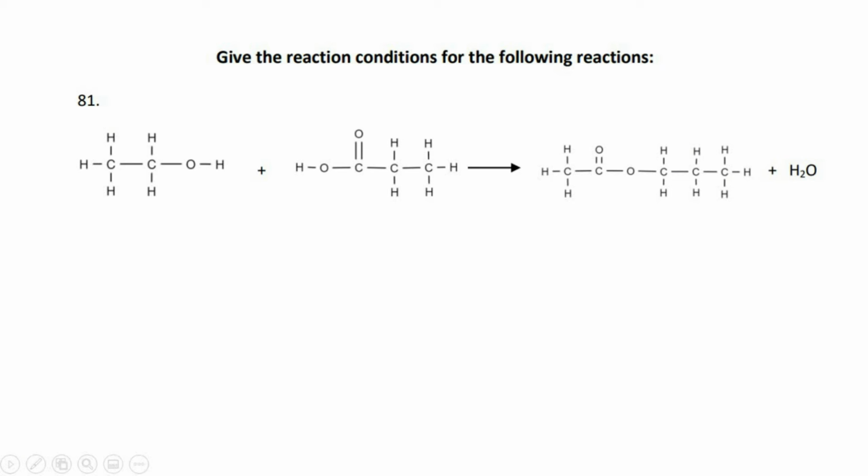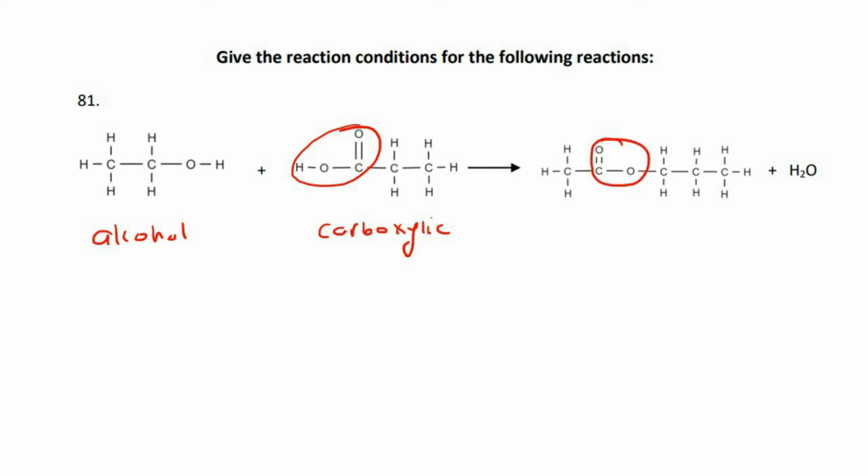Give the reaction conditions for this reaction. Okay, so what we have here is we have an alcohol. All right, let's just say alcohol. And then here we can see there's a carbon double bond oxygen with an OH. That's a carboxylic acid. So can you remember what type of reaction it is when you're going from an alcohol? Were you adding an alcohol and a carboxylic acid? Well then, if you remember, this is esterification. You see how we're producing an ester.